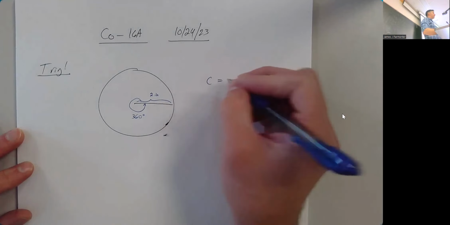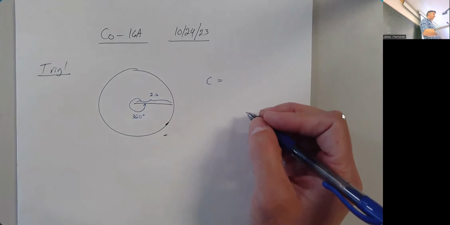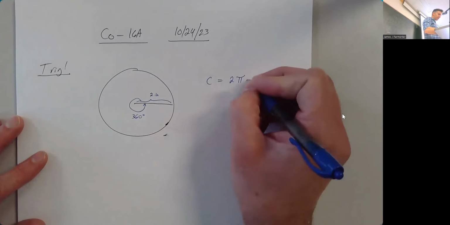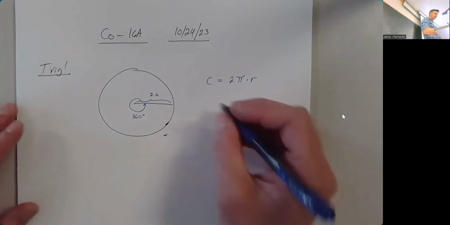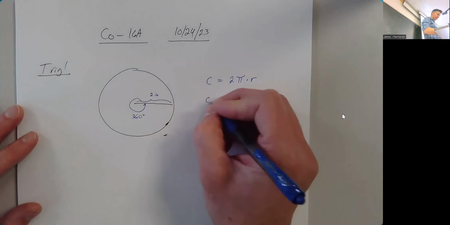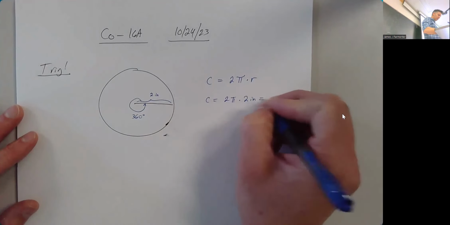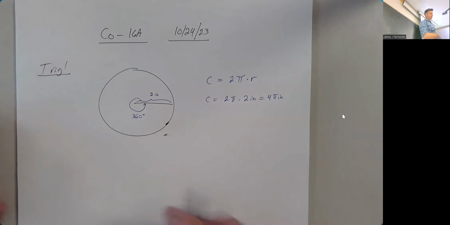Well, there's a formula for it. The circumference of the circle is 2 pi times the radius, which in this particular example, the circumference would be 2 pi times 2 inches, which is 4 pi inches. Again, just making up numbers here.